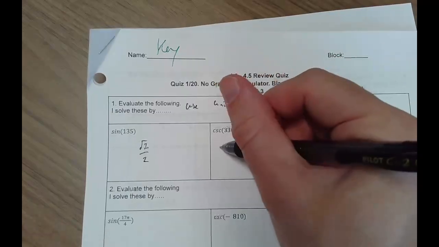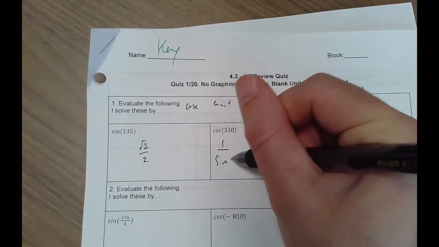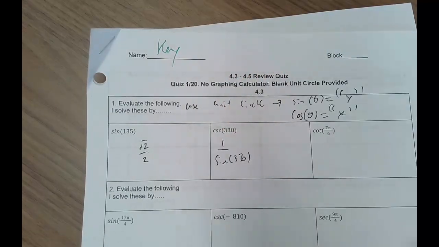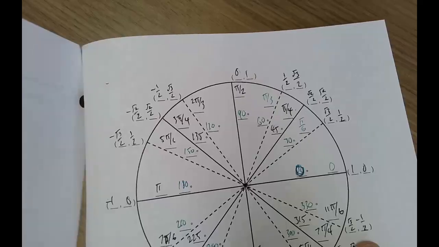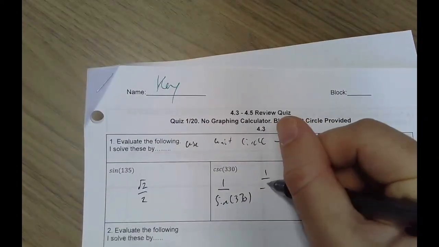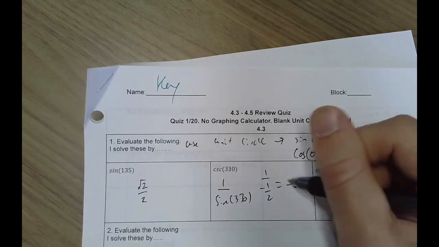Cosecant 330. So first of all, cosecant is 1 over sine. You want to write that identity, and then we'll find 330. 330 is right here. So sine of 330 is negative 1/2. So it's going to be 1 over negative 1/2. That is going to be negative 2.